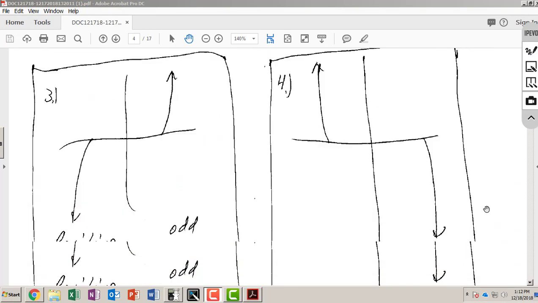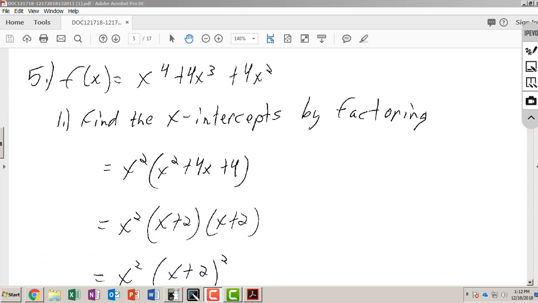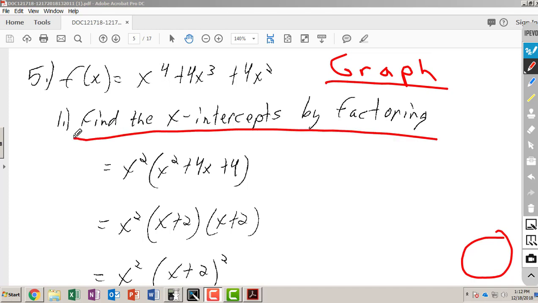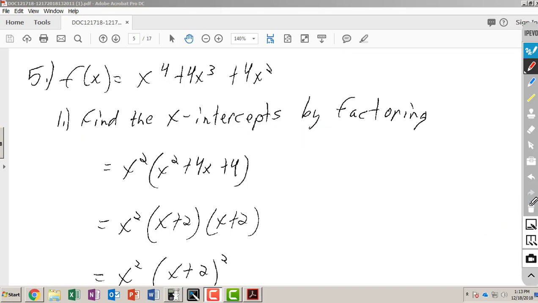Okay, on this next problem, on number 5, it says we've got f of x equals x to the fourth plus 4x cubed plus 4x squared. And the directions on number 5 say it just wants us to graph. So the very first thing you want to do whenever you're graphing a problem is find the x-intercepts by factoring. So our very first step is to factor this. In other words, we're going to find those zeros.